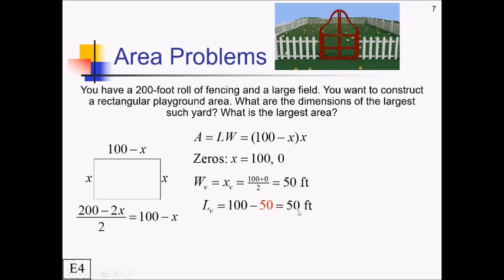Let's actually find the area then. That's going to be 50 times 50, length times width. So that's just going to be 2,500 square feet.